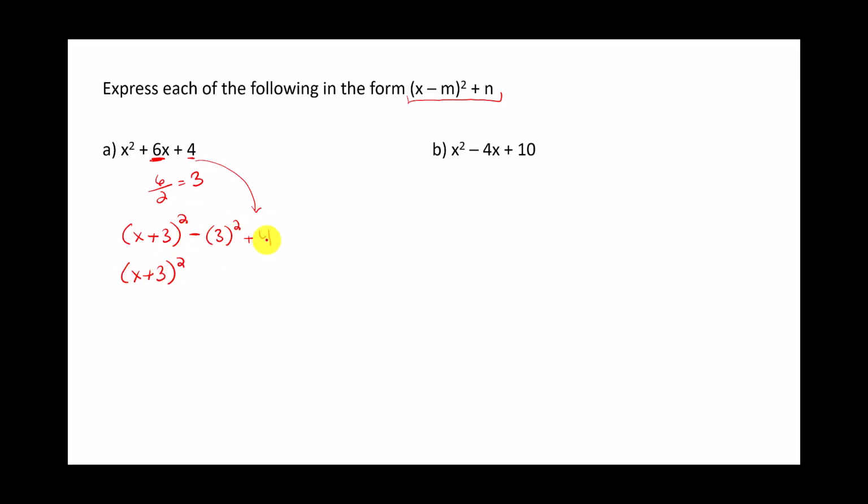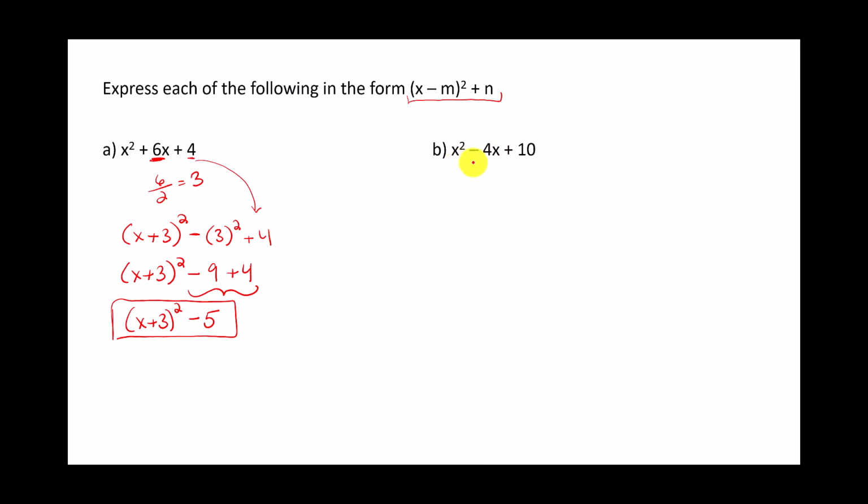And then we're going to do this math out here to the side. So 3 squared is going to be 9. So we're going to have minus 9 plus 4. This is going to be x plus 3 squared. And then negative 9 plus 4 gives me negative 5. And so that is my form that they've asked for here, which is completed square form. Okay? I want you to take a minute and try to follow these steps. Pause the video and try this problem, part B here, and then check your work with me.